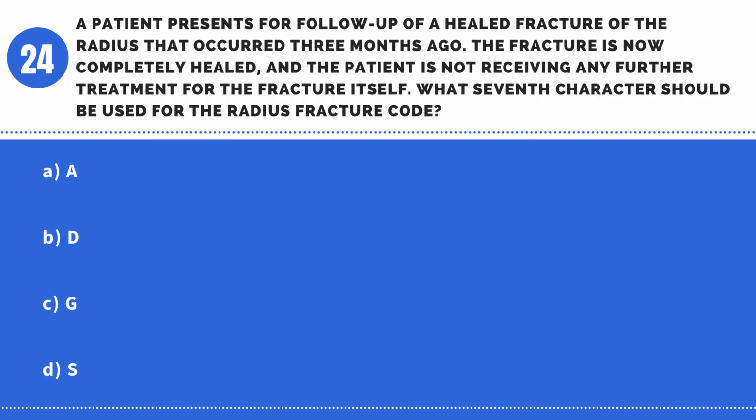Question 24. A patient presents for follow-up of a healed fracture of the radius that occurred 3 months ago. The fracture is now completely healed, and the patient is not receiving any further treatment for the fracture itself. What seventh character should be used for the radius fracture code? A, B, D, C, G, D, S.